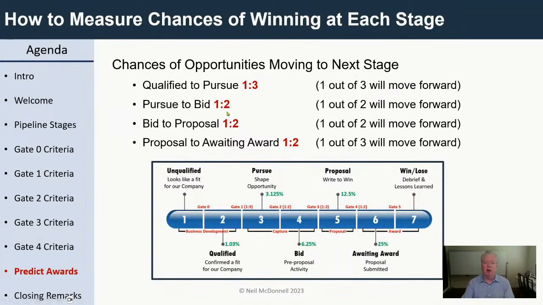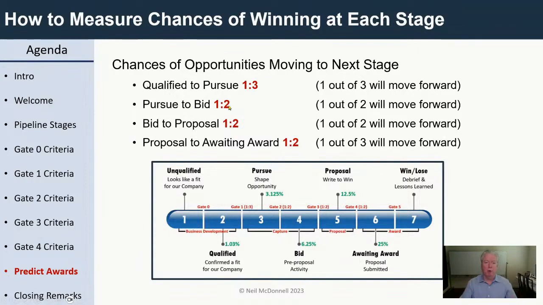And you can see the pattern here, right? 1 out of every 2 opportunities that are in pursue that made it forward will move forward into bid. And what that means is if I want 2 opportunities in pursue in order to go to bid, then I needed to have 6 opportunities in qualified. So 6 opportunities in qualified mean 2 of them would move to pursue if I'm doing 1 out of 3 odds. Hopefully that makes sense.